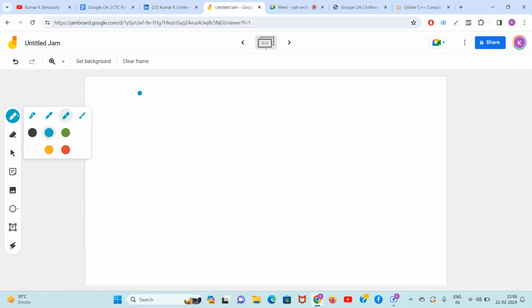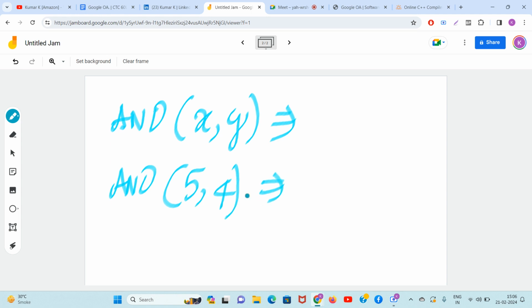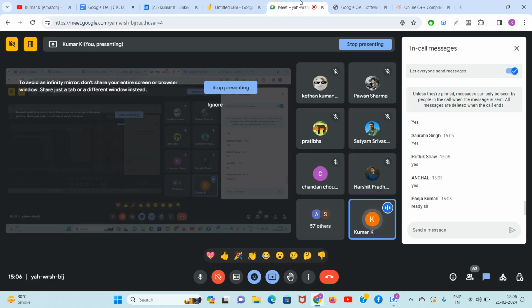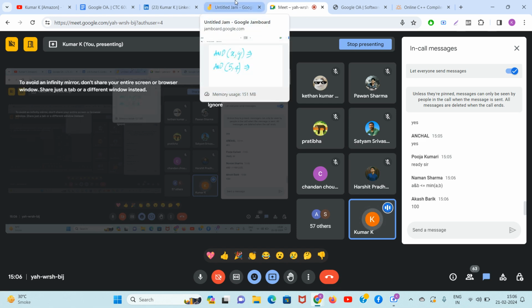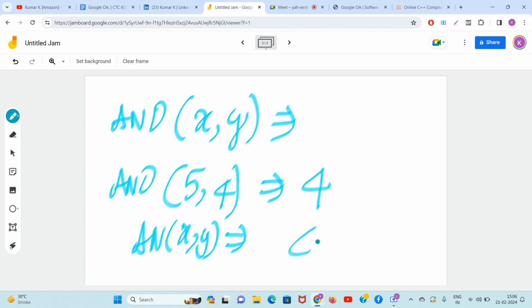Can you tell me what happens when you do the AND operation of two numbers? Let's say I do AND operation of 5 and 4. Guys, what is going to happen? Can anyone tell me in the chat what is the answer? 4, right? Guys, the observation is that the AND of two numbers is always less than or equal to the minimum of the two numbers.